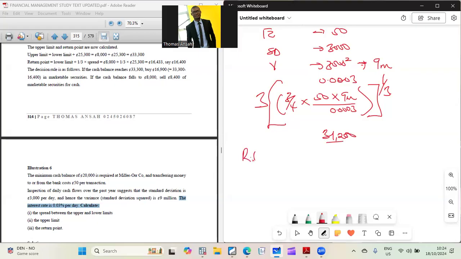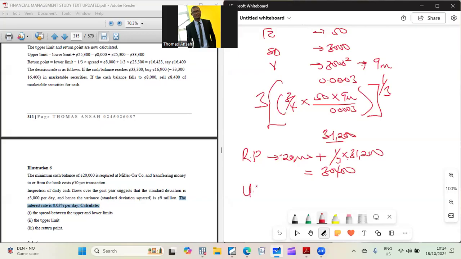So the return point is the lower limit, which is what's our lower limit in the question? 20,000, plus 1/3 of the spread. So that gives me 1/3 of 31,200, which is 10,400. So you can see, then if I add, I'm having 30,400.